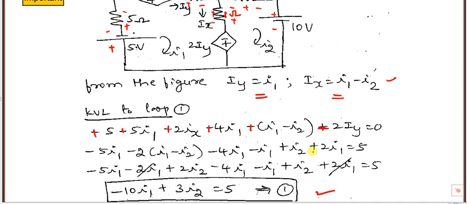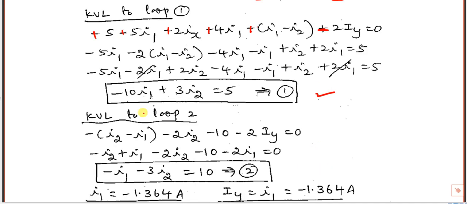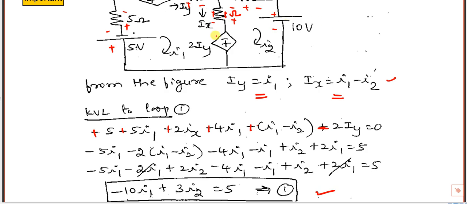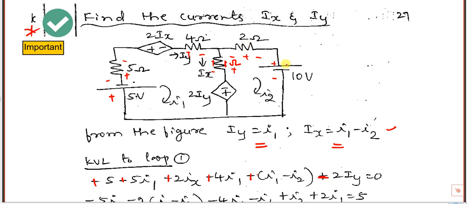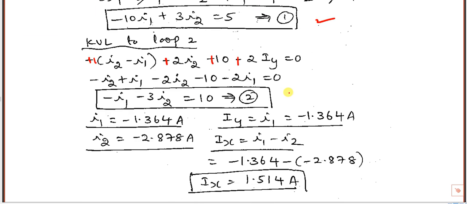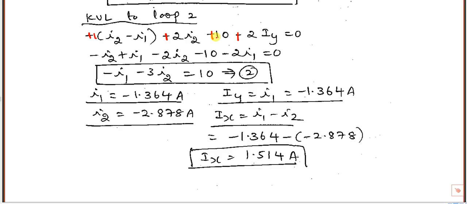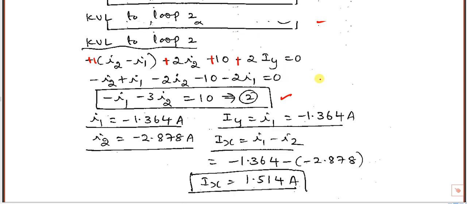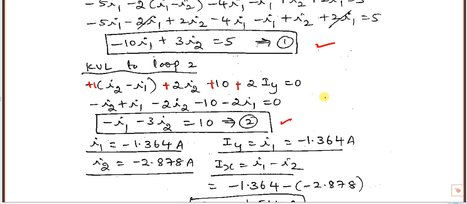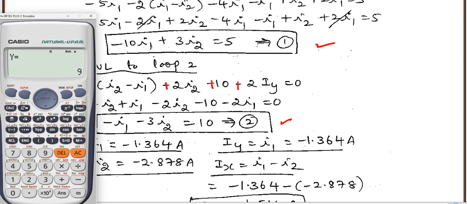Similarly, apply KVL for mesh 2. Again, plus 1 into (I2 minus I1), plus 2I2, plus 10, plus 2Iy is equal to 0. If I simplify this, I will get this equation. Those two equations you can write in matrix form and solve using a calculator.